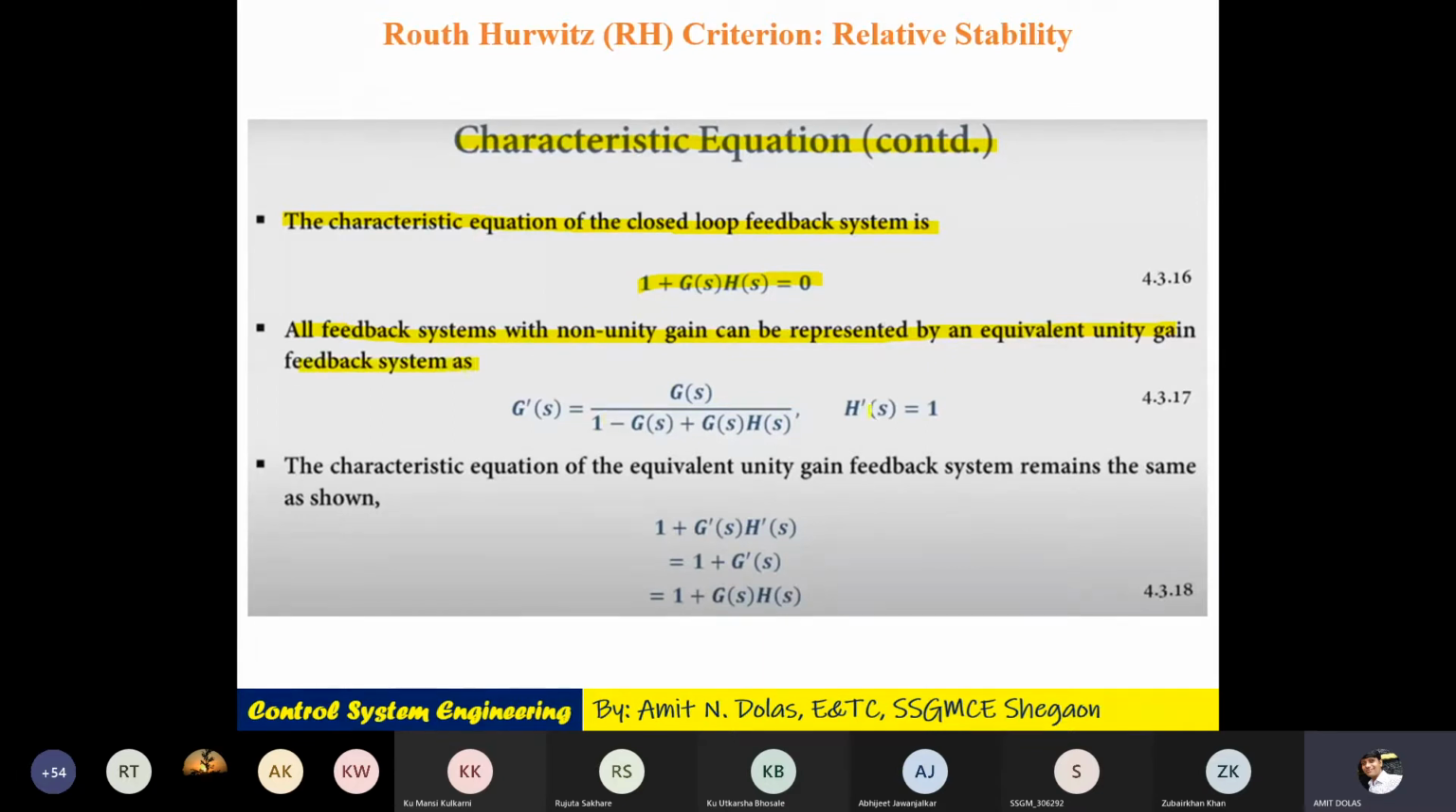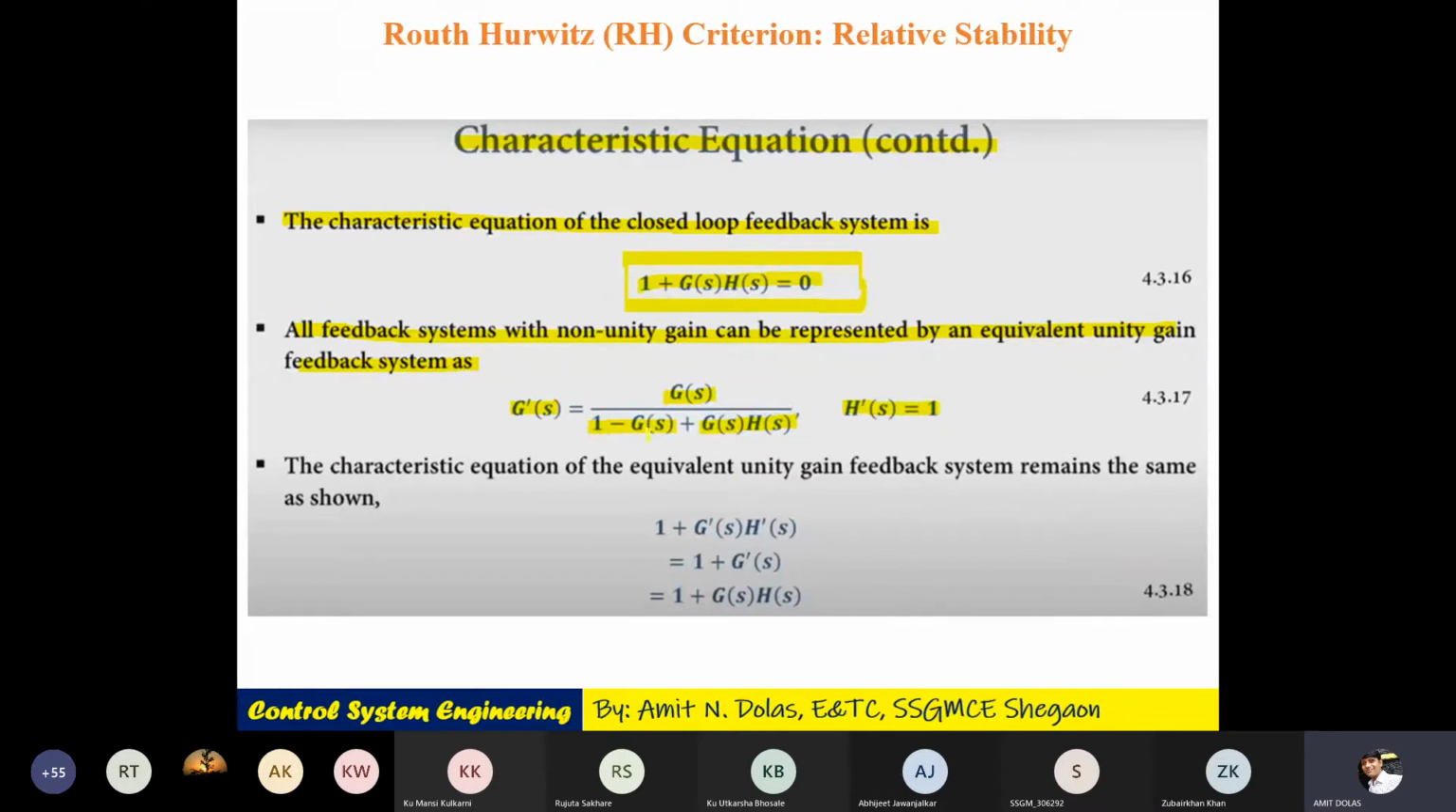I may introduce one more, non-unity gain. You can see this system is non-unity gain, but I may represent this system with unity gain by this adjustment. Instead of writing G of s, I will write G dash of s, which will be equal to G of s upon 1 minus G of s plus G of s into H dash of s, where H dash of s is nothing but unity gain.